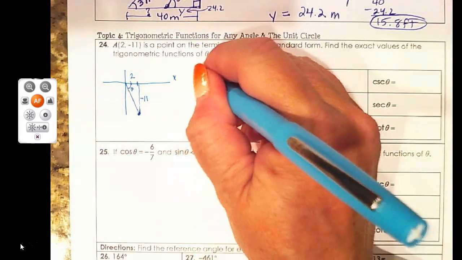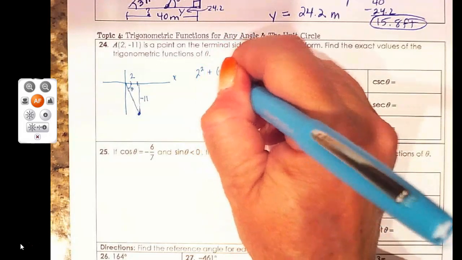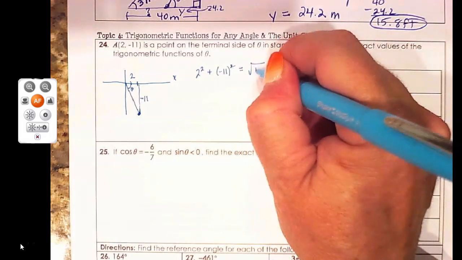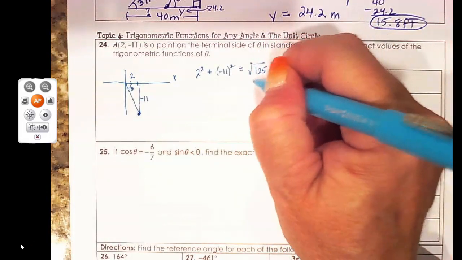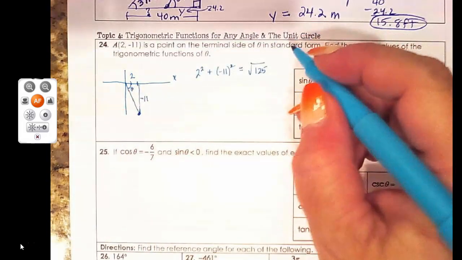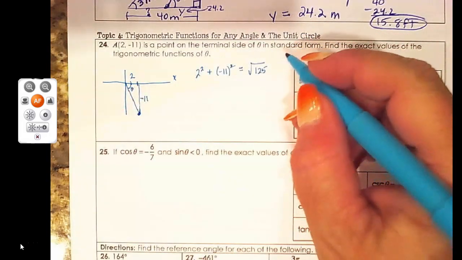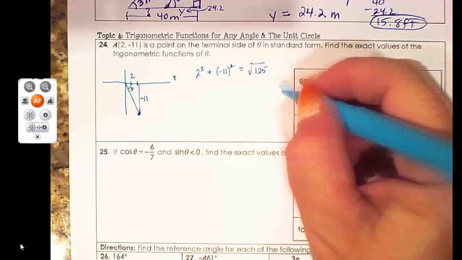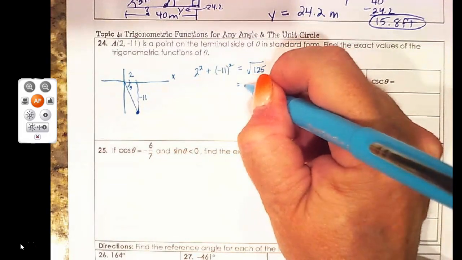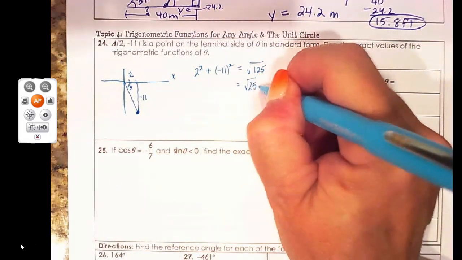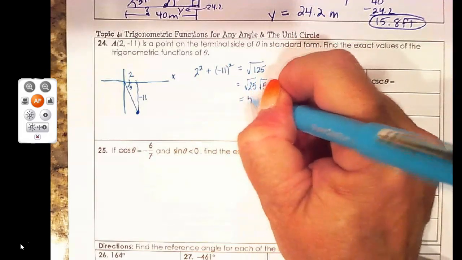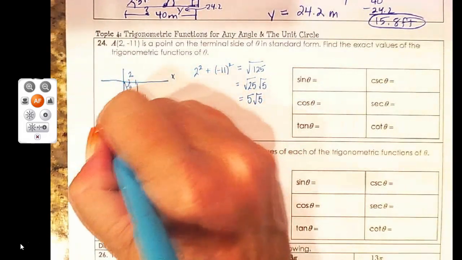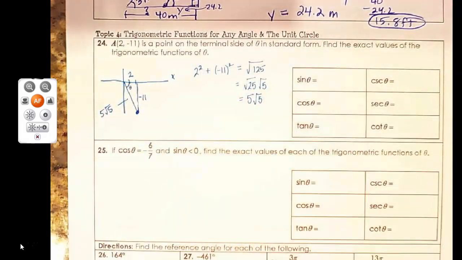So I'm going to do 2 squared plus -11 squared, and that's going to give me the square root of 125. So that's my hypotenuse, or my radius. So 125 is 5 times 25, so if I rewrite it like this, the square root of 25 is 5, so 5 radical 5. So that's this side right here, 5 radical 5, and my radius is always positive.